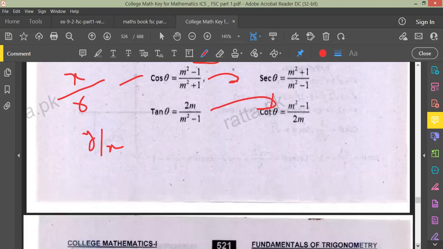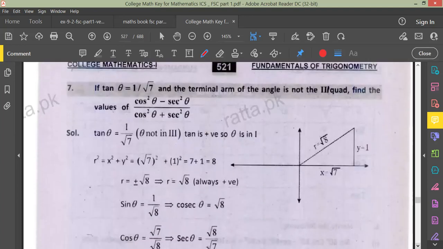So after this we will find the question number 7. If tan theta is equal to 1 over square root 7, we know that tan is y over x, so value of y will be equal to 1 and value of x will be equal to square root 7. And the terminal arm of the angle is not in third quadrant. Because tan is positive in third quadrant and first, so we cannot take third quadrant, so our quadrant will be first. So value of y will be equal to 1, value of x will be equal to square root 7.